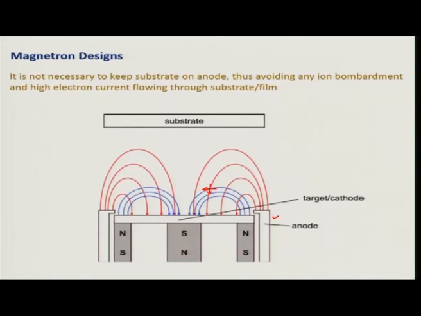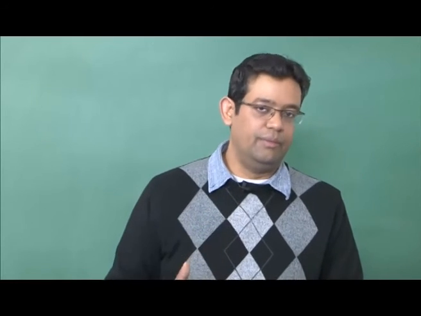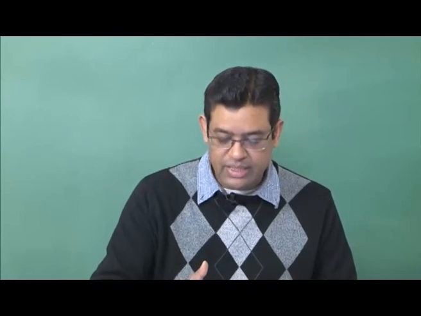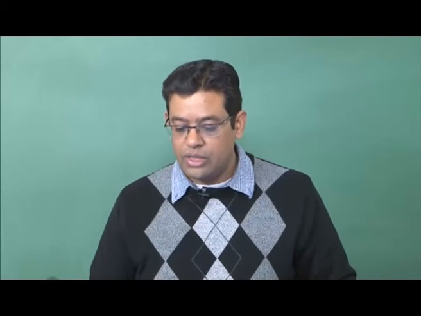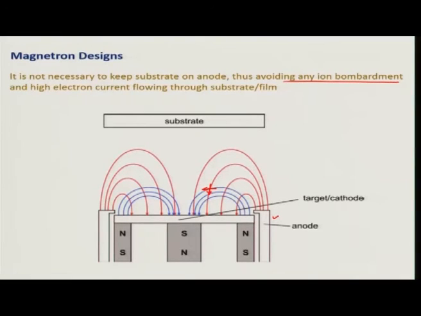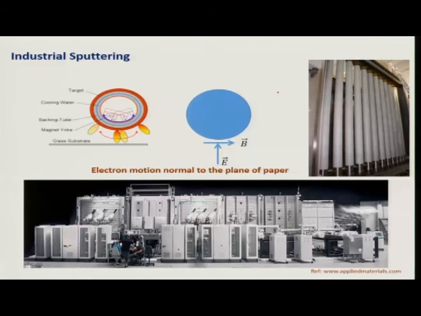So, you can avoid keeping the substrate on the anode, or having any effect of plasma on your thin film, by keeping the plasma separate from your substrate. This is also used to avoid any ion bombardment and high electron current flowing through the substrate or your film, for various reasons. If you want to avoid that, you can use this geometry. Now, come to large area deposition.